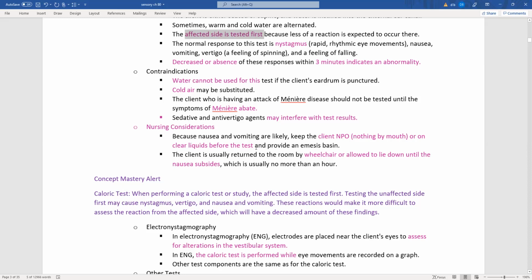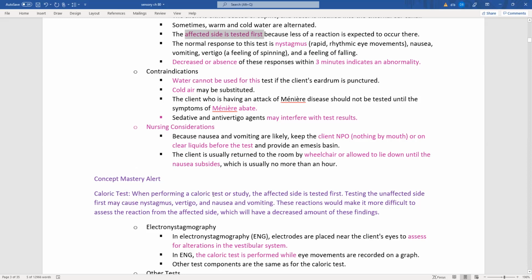No, not concept mastery yet, nursing considerations. Because nausea and vomiting are likely, keep the client NPO, nothing by mouth or liquid, before the test and provide an emesis basket. The client is usually returned to the room by wheelchair. They are allowed to lie down until the nausea subsides, which is usually no more than an hour. Concept mastery alert with the caloric test.